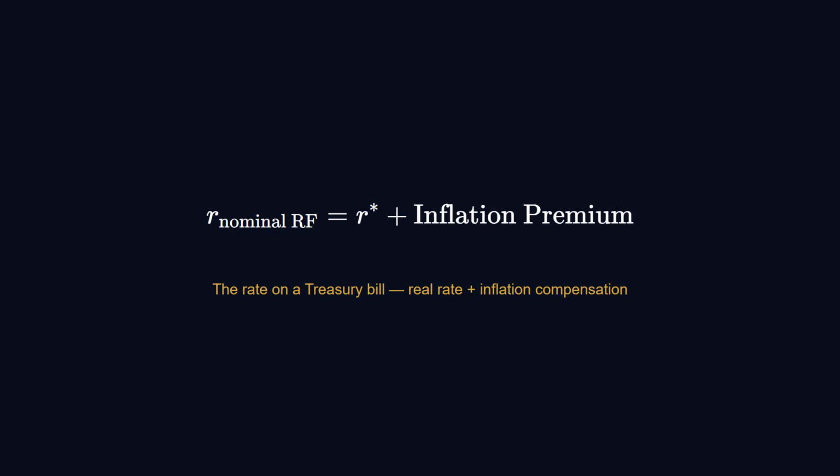This is the rate you actually observe on a government treasury bill. When the CFA exam says risk-free rate without the word real, it means the nominal rate. This includes inflation. When it says real risk-free rate, it means R star alone before inflation. This distinction is tested constantly. Nominal includes inflation. Real excludes it.